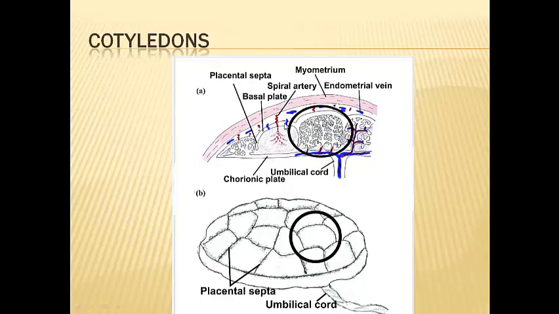Each of these is called a decidual septum, or you can call it a placental septum as well. So this is one placental septum, this is another one, and this is another one here. They grow into the intervillous spaces, like I said, and they divide the placenta into compartments, which are called cotyledons. Each of these compartments is going to have its own set of villi, and then its own set of diffusion processes happening in there.